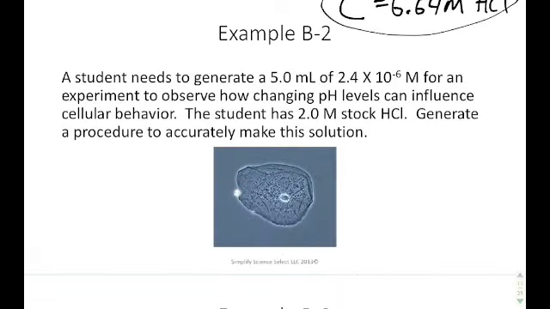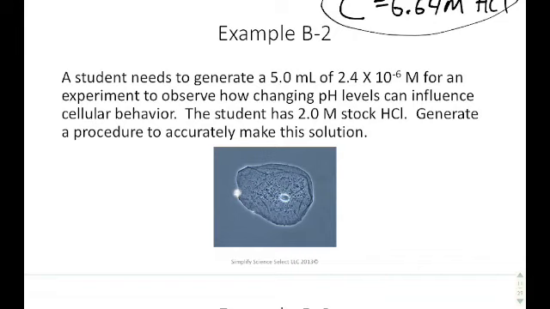Okay, in this next example, it says a student needs to generate 5 mils of a 2.4 times 10 to the minus 6 molar solution for an experiment to determine how changing pH levels can influence cellular behavior. It says the student has a 2 molar stock solution. It says generate a procedure to accurately make this solution.